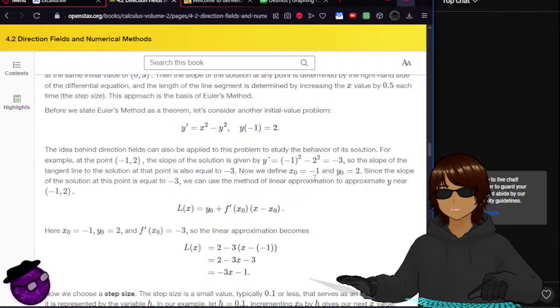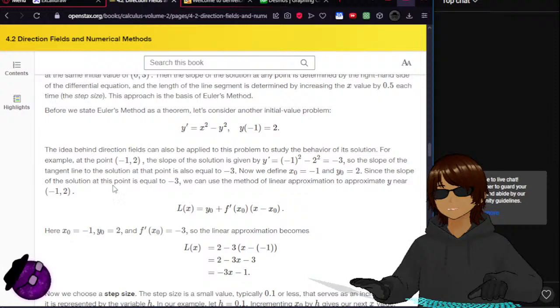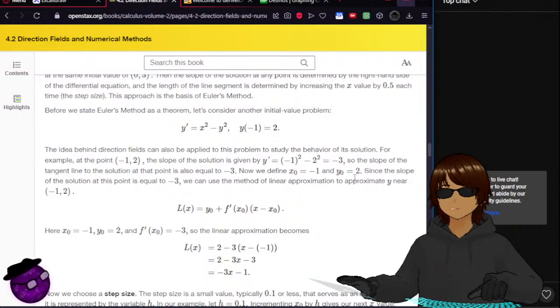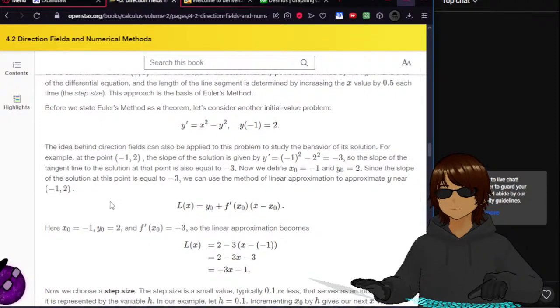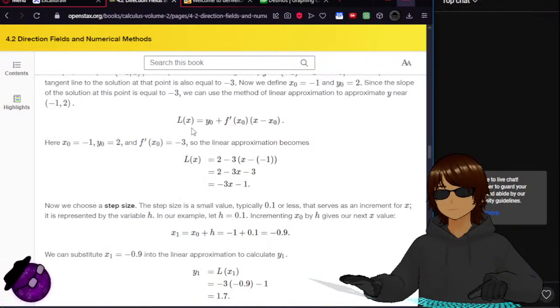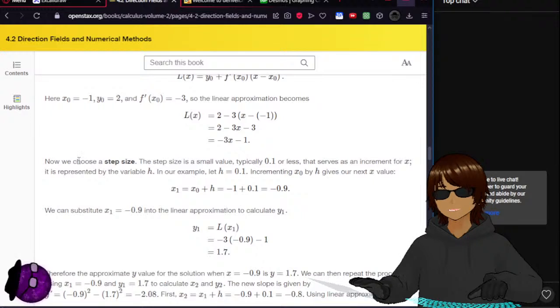So the slope of this tangent line to the solution at that point is also equal to negative 3. Now we define x naught is negative 1 and y naught is 2. Since the slope of the solution at this point is equal to negative 3, we can use the method of linear approximation to approximate y near (-1, 2). Now we choose a step size, so this becomes a linear approximation. The step size has a small value, typically 0.1. That serves as an increment for x. It is represented by the variable h.